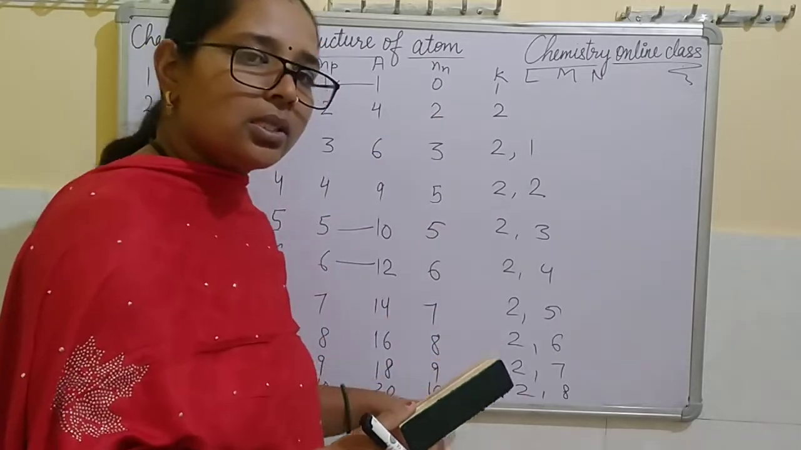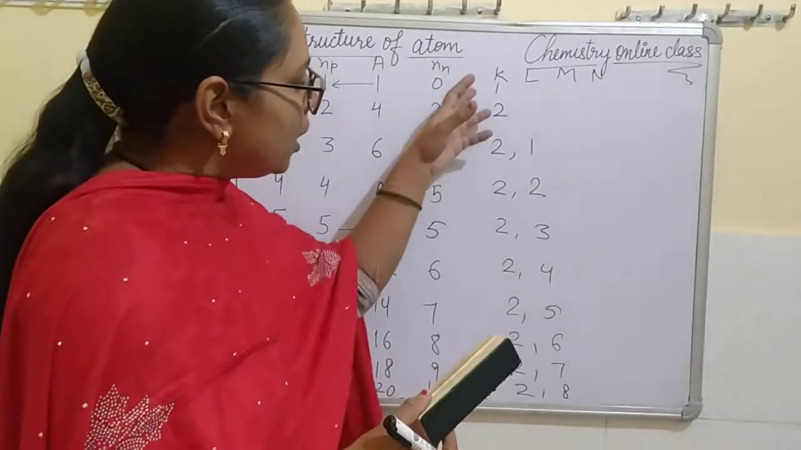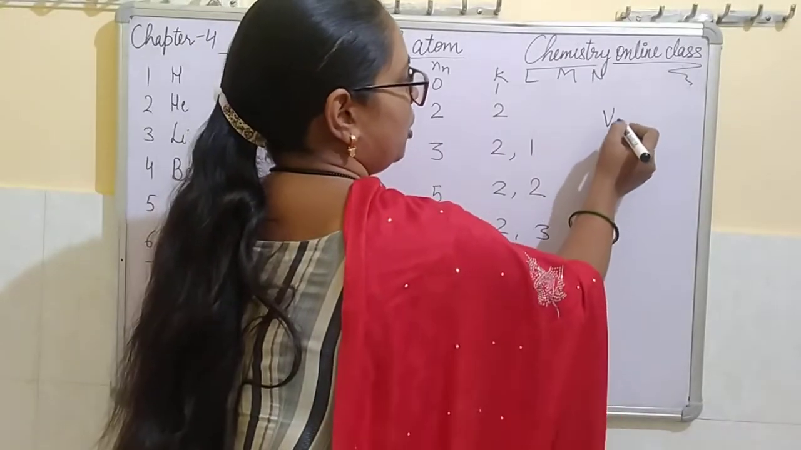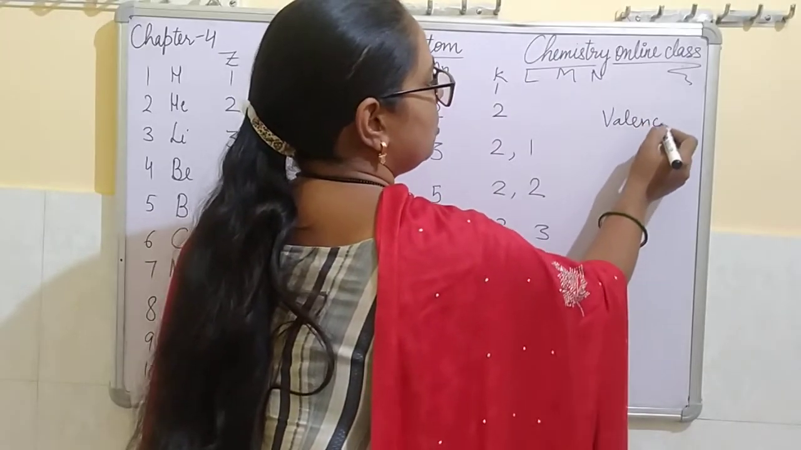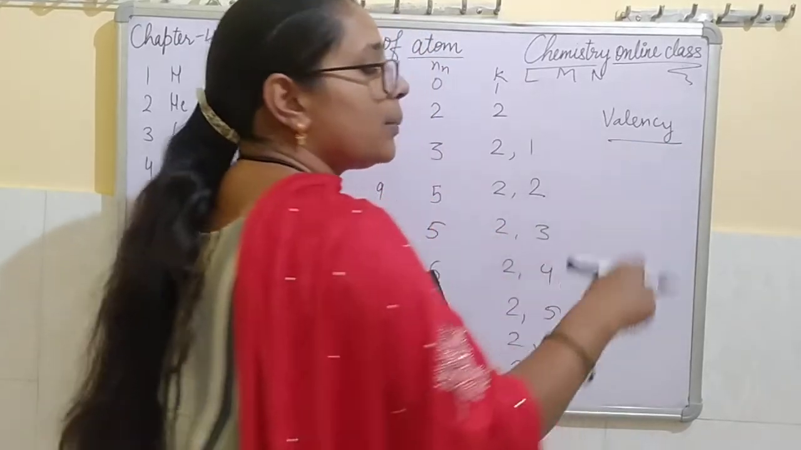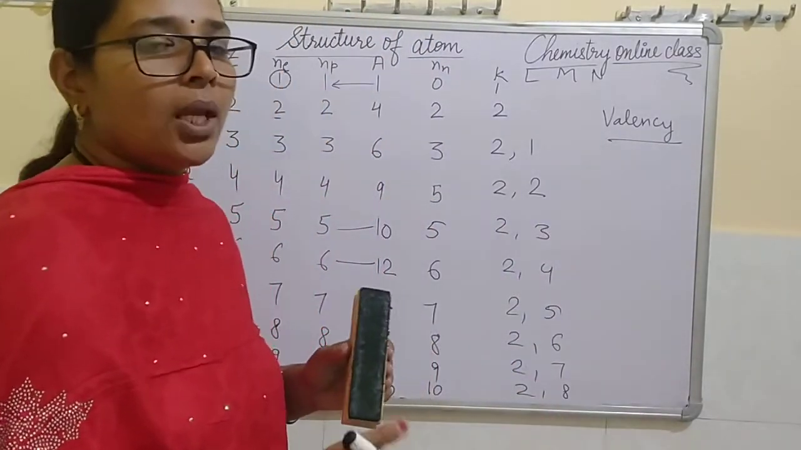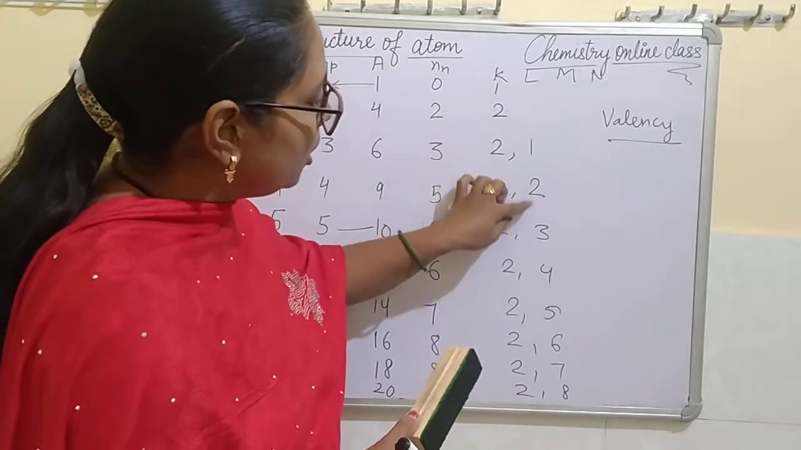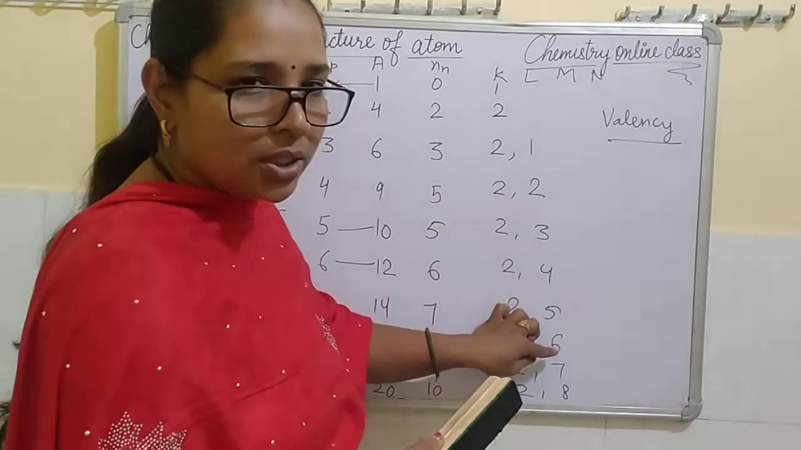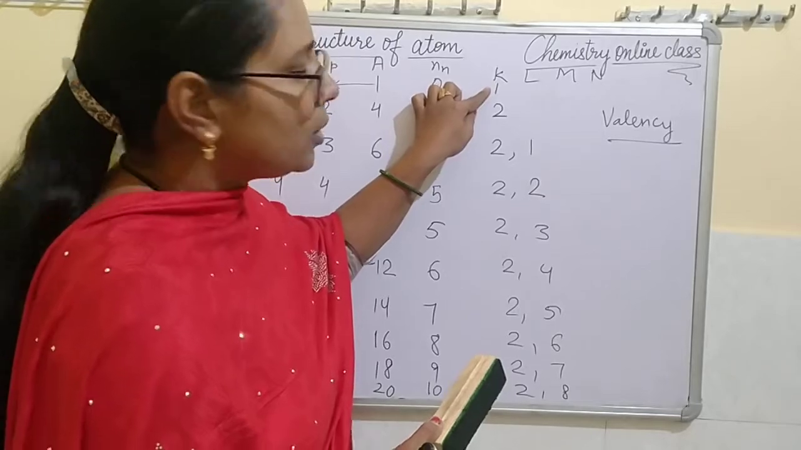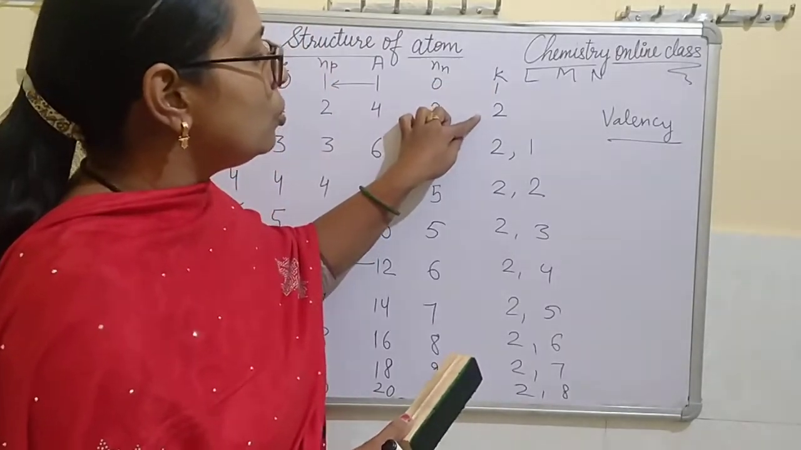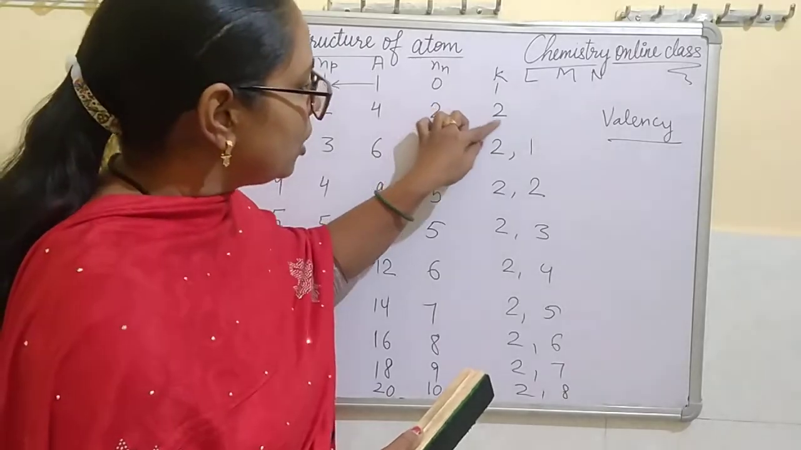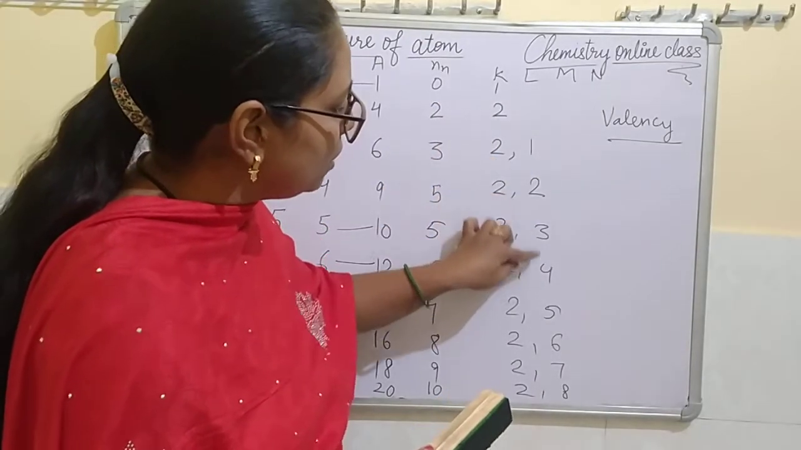in various shells like this. From here also we can calculate the valency. What do we mean by valency? Valency means the combining capacity of an atom, and the number of electrons in the outermost shell represents the valency. 1 electron, valency is 1. 2, it is completely filled, so its valency is 0. Then again 1, 2, 3, 4.